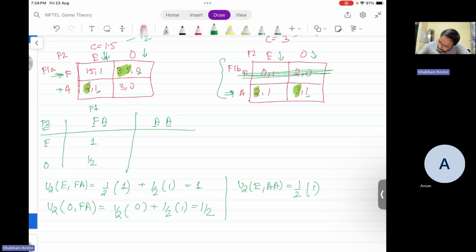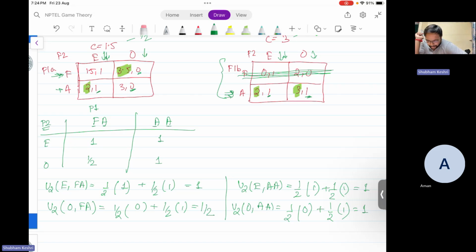Half of the time his utility is 1, and half of the time when he is entering and the other is accommodating, his utility is 1. So therefore this is 1. Utility of player 2 when he is remaining out, when the other player is playing accommodate: half of the time he is getting a utility of 0 and half of the time he is getting a utility of 1. Earlier case it was this 1. Is this clear? Okay. So we'll see what is the dominant strategy for player 2.